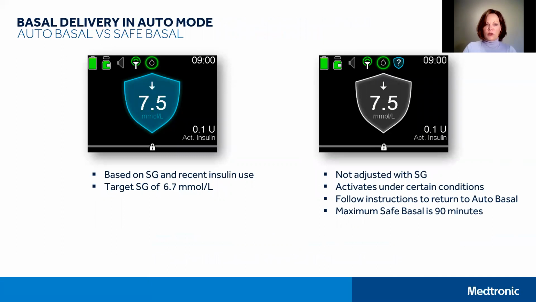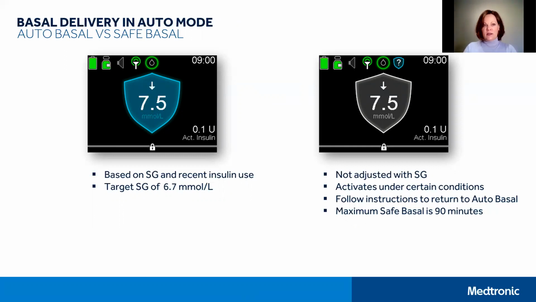When you are in auto mode with the blue shield showing on your pump screen, your basal insulin delivery, as mentioned earlier, is being delivered every 5 minutes based on your 6-day insulin delivery history, your current sensor glucose, and your recent insulin delivery, all while targeting a glucose of 6.7 millimoles. Should you ever have a gray shield on the right and be in safe basal, you are still in auto mode, but your insulin is being delivered at a fixed rate based on your recent insulin delivery needs.